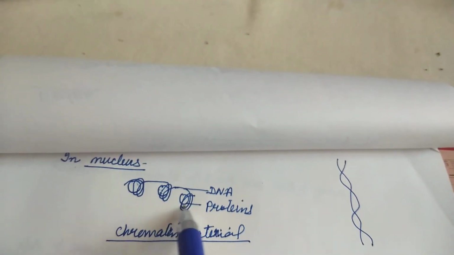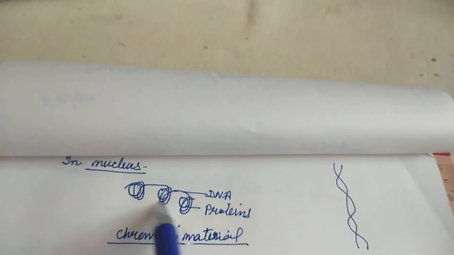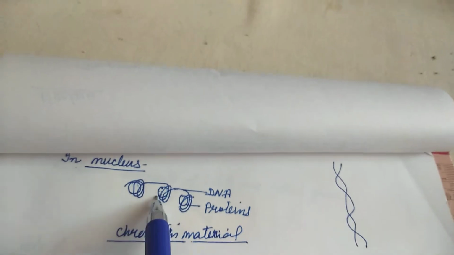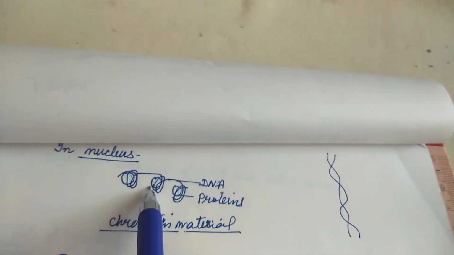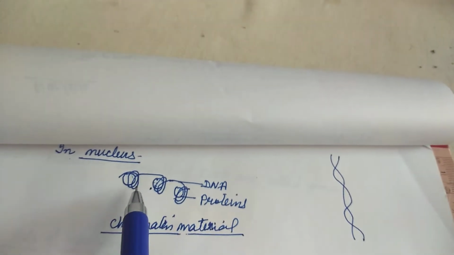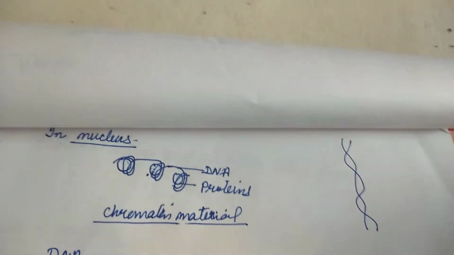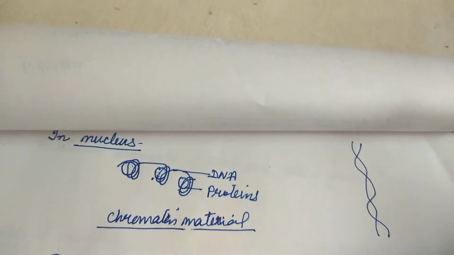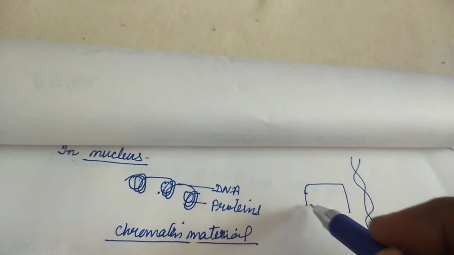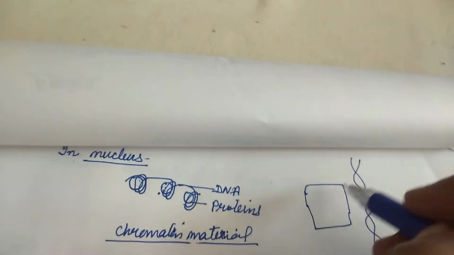So DNA is coiled around proteins. This is the basic structure. This way the DNA is packed in the nucleus. Otherwise it would be very difficult to fit, because the DNA is very long. And how many of this chromatin material are there in a cell? If we talk about an animal cell or a human being cell.